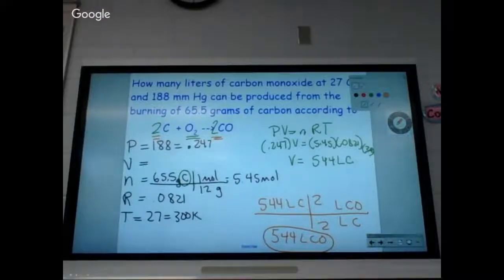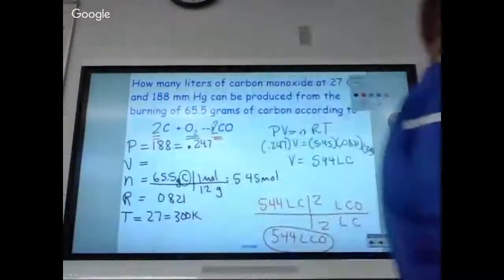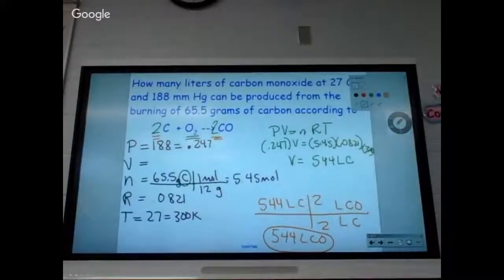No, ma'am. Yes, Darlene. So whenever it asks you for grams of a certain element, that's the element you're going to use for the volume chart? Yes. Yes.